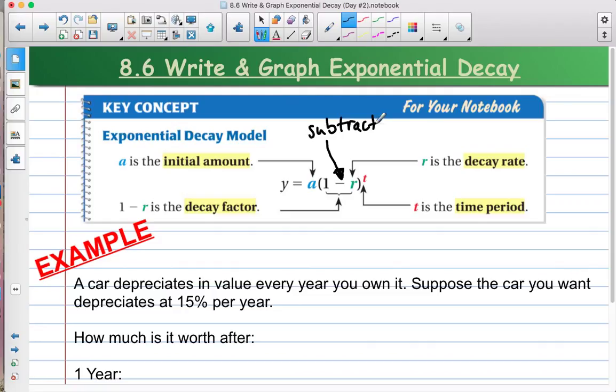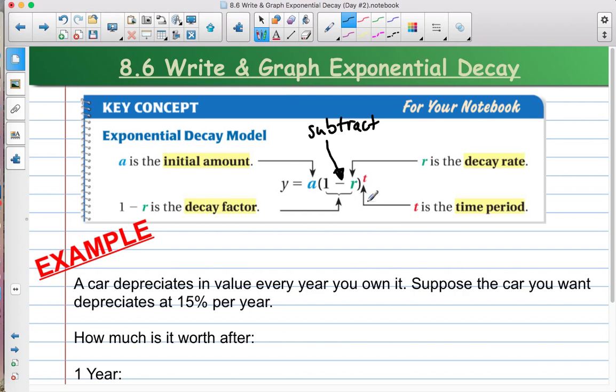So there's a couple ways. You can either think of that as a negative, or you can just say it's subtract because we're getting back less than 100% of our value. Otherwise, it's the exact same that we were using 2 or 3 days ago. A is still your initial amount. Instead of plus, we're going to do subtract because we're going to be decaying. And we still have an exponent of t because this is an exponential model.